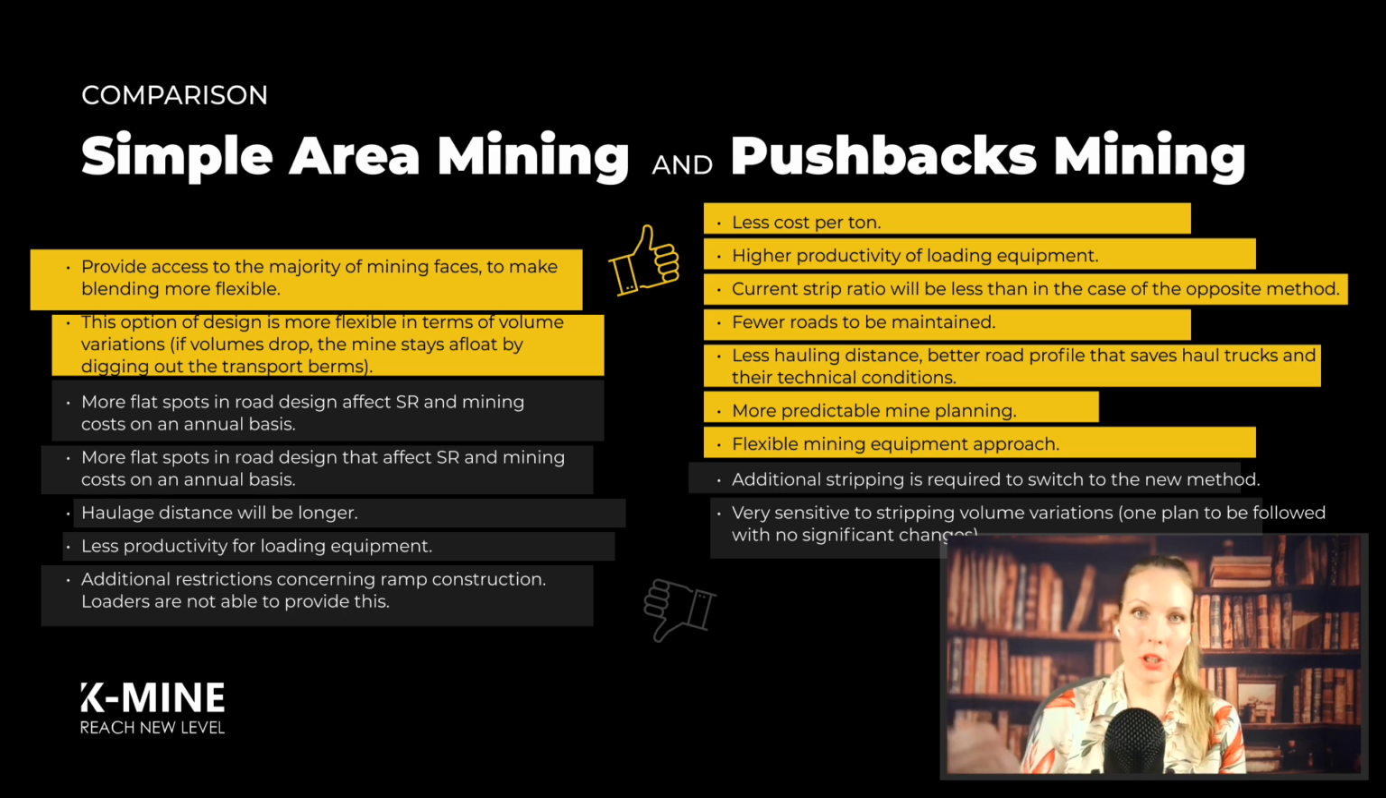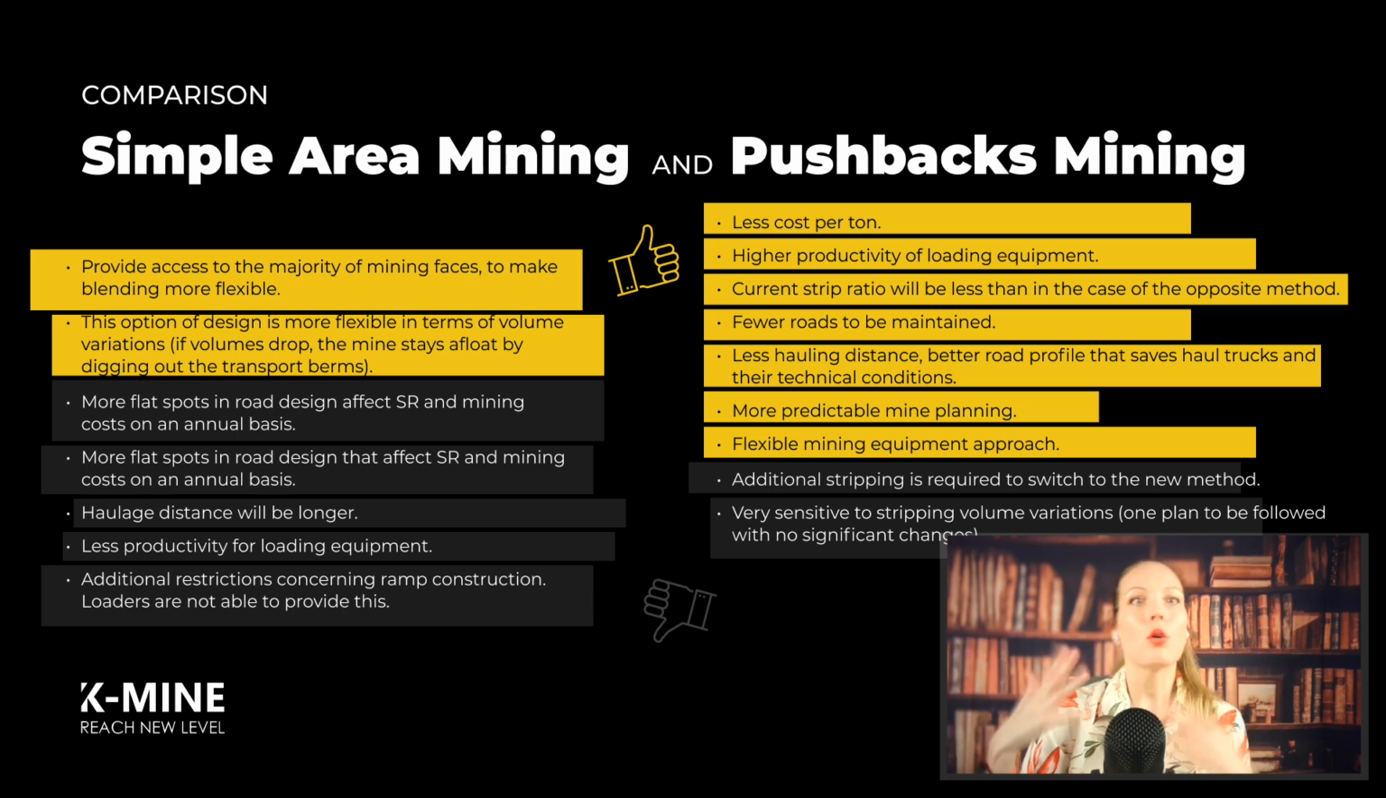Now, if we switch gears to mining with pushbacks, it's a whole different story. You're looking at lower cost and better productivity for your equipment, which means you don't need as many machines. The current stripping ratio is way lower than with conventional methods, making things more efficient. Planning becomes clearer and more predictable, which translates to cost savings and higher profits over time, boosting your NPV and making your project more attractive to investors.